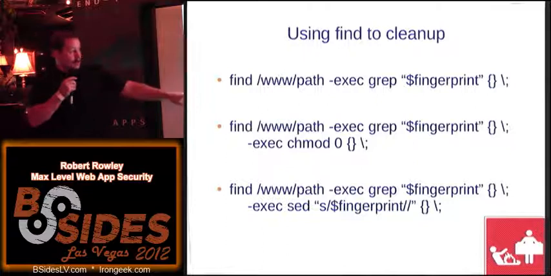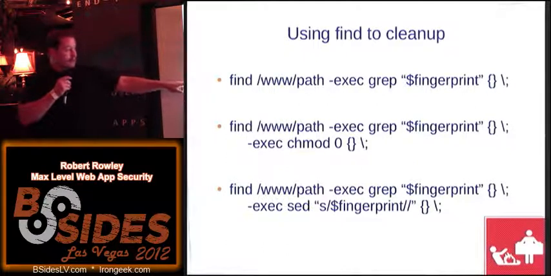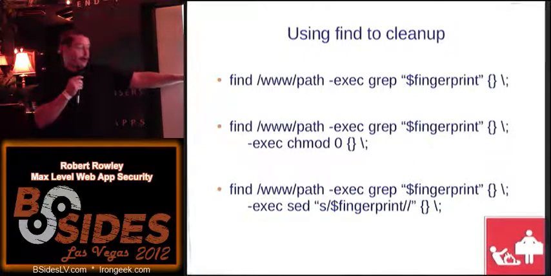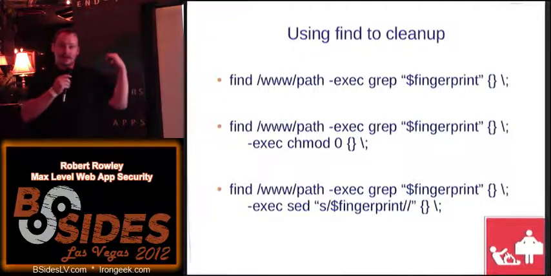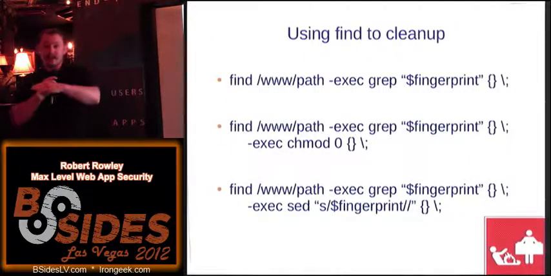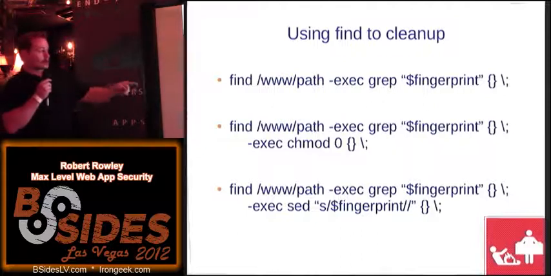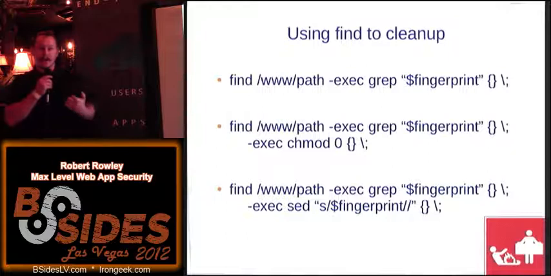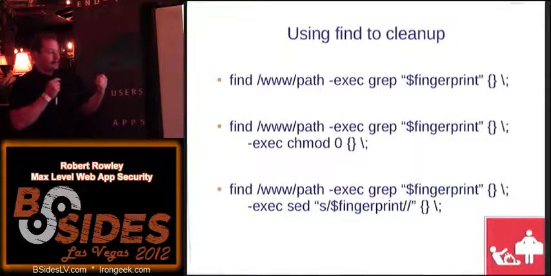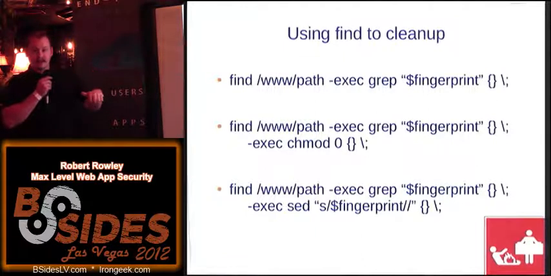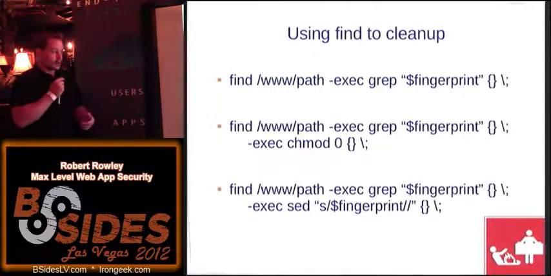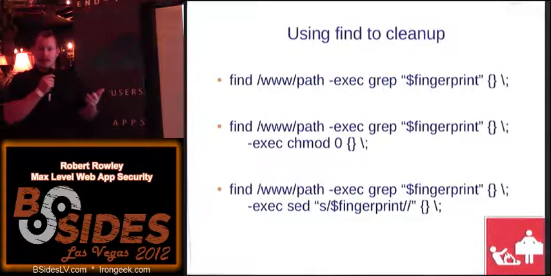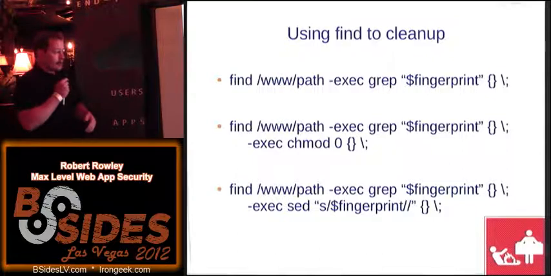You can then run another exec immediately afterwards, and find will only run this exec on the files that match the previous rule. So exec grep, this file has this malicious code in it. Also run this command, chmod 0. Remove the permissions for the file so it's no longer a threat to the website. That's pretty much the magic sauce there, it's fast because it's using find, a pre-existing tool, and it will disable any known backdoors. The problem is it will also disable non-backdoors if your fingerprint is not good enough.